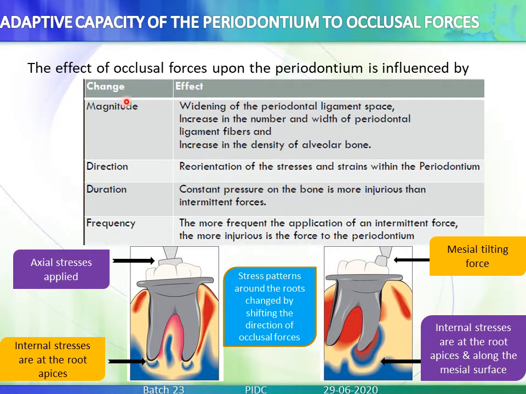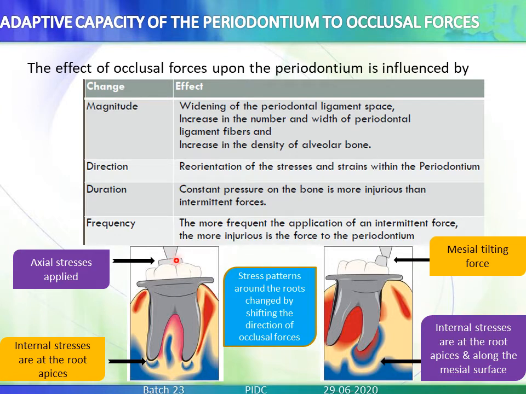If the magnitude of the occlusal force is more, then it gradually results in widening of the periodontal ligament, an increase in number and width of the periodontal ligament fibers, and an increase in the density of the alveolar bone. If there is a change in the direction, for example, you can see the two diagrams here which denote the stress pattern around the roots changed by the shifting of the direction of the occlusal forces. You can see that axial stresses are being applied, which resembles that of your occlusal forces.